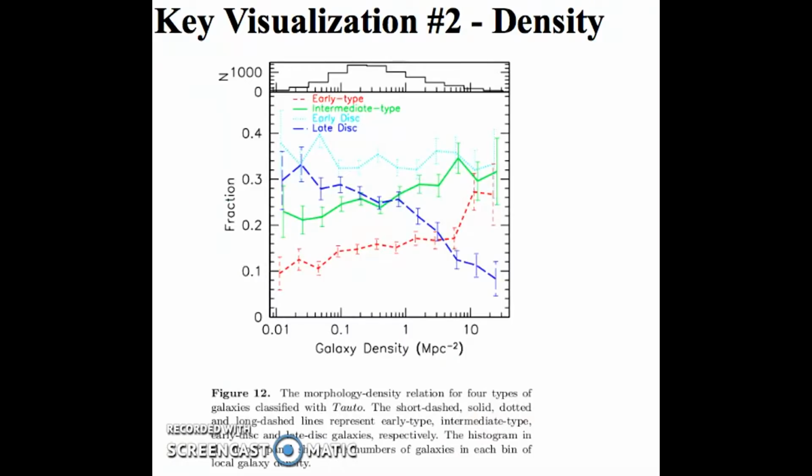Key visualization number 2 analyzes density. In order to find out which kind of galaxy is most common, we can look at the densities of each kind of galaxy. Our plot graph shows that in high-density environments, early type or red elliptical galaxies are more common. In low-density environments, late type or blue spiral galaxies are more common. Therefore, the most common type of galaxy depends on where you may be searching.